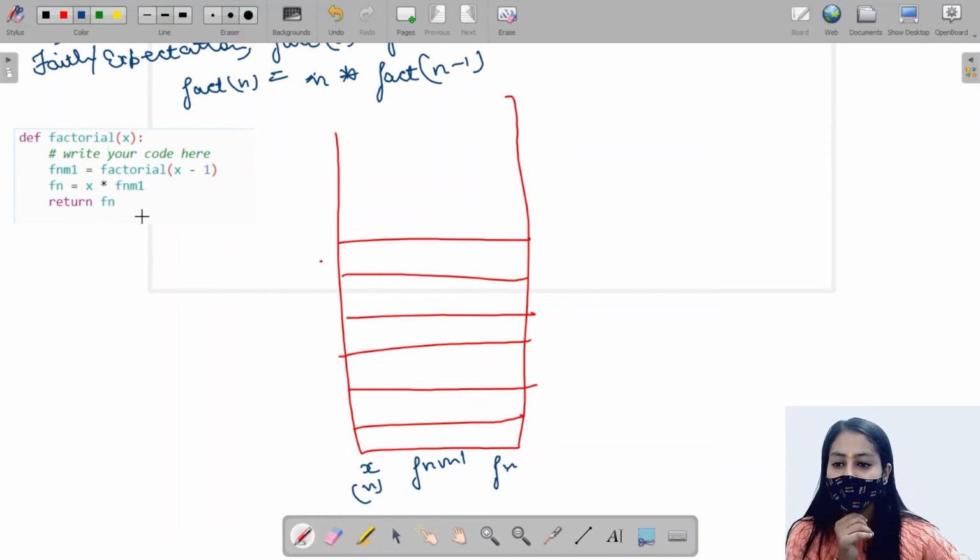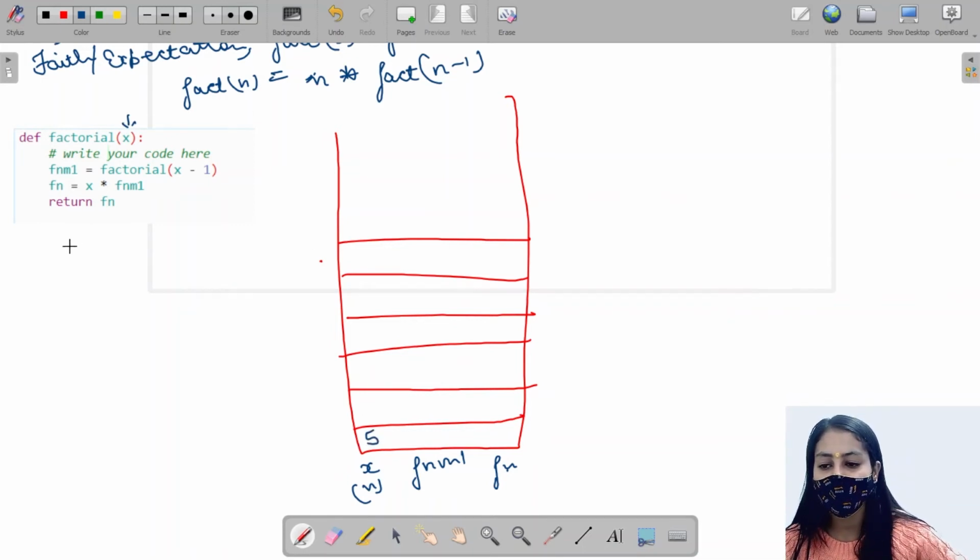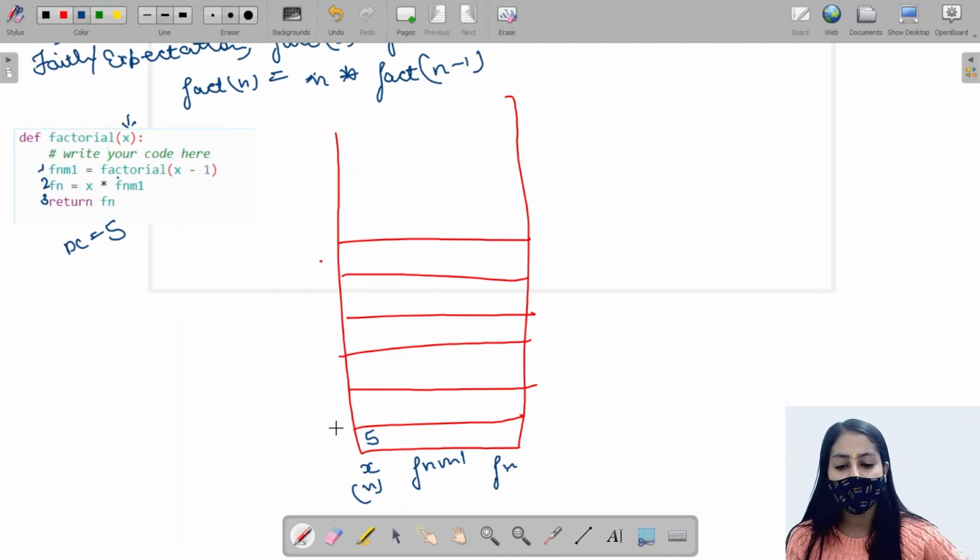So let's figure out. We pass the factorial of x, right? So x in this case is 5. We are taking the example of x is equal to 5, right? So this is line number 1, this is 2, this is 3. Now line number 1 will call the factorial of n minus 1, right? So this is our first call, this is our next call. Now 5 will call the factorial of n minus 1, that is x minus 1, that is 4, right?